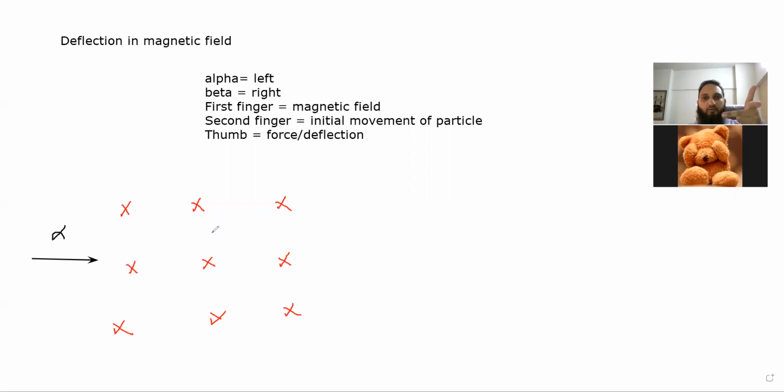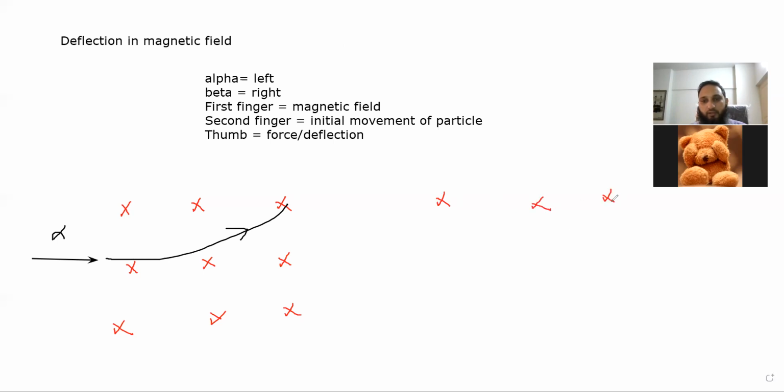If the alpha particle is moving towards the right-hand side and the magnetic field is into the paper, I will use my left hand. My first finger should point towards the south, which is into. My second finger points towards the direction, which is towards the right. And my thumb is automatically pointing to the deflection. So the deflection will be upward. When this alpha particle enters, it will go up. And the opposite will be there for beta particles.